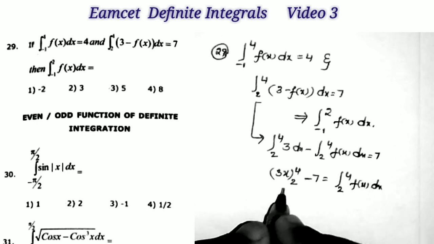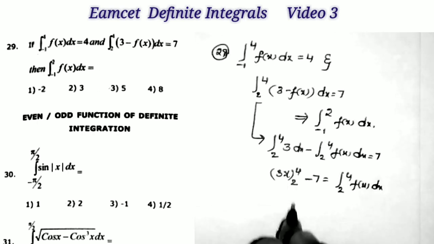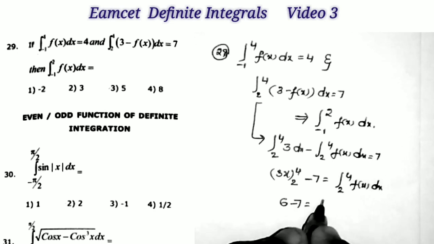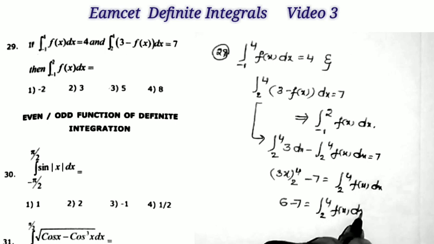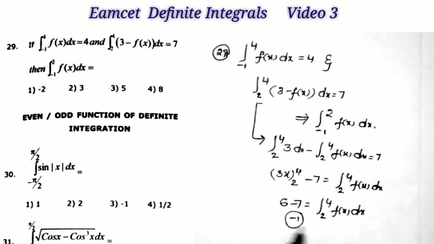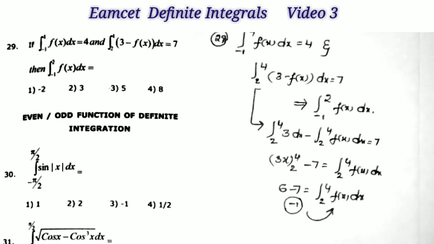Now replacing the limits, the value is 3 into (4 minus 2), that is 3 into 2, which is equal to 6. 6 minus 7 is equal to integral 2 to 4 of f(x) dx. So the answer to this part is equal to minus 1. Okay, the answer is equal to minus 1.